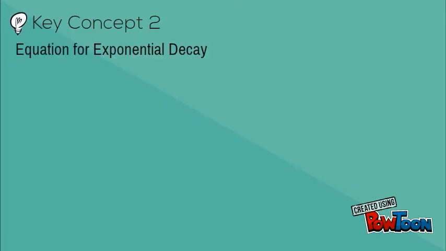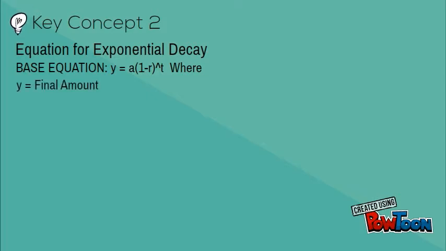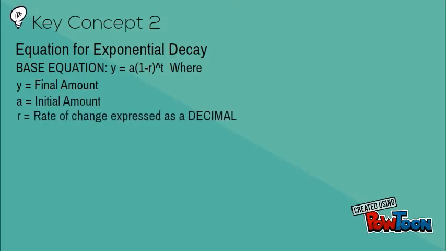Key concept number 2. Equation for exponential decay. Base equation: y equals a times the difference of 1 and r, to the t, where y is the final amount, a is the initial amount, r is the rate of change expressed as a decimal, and t is time.